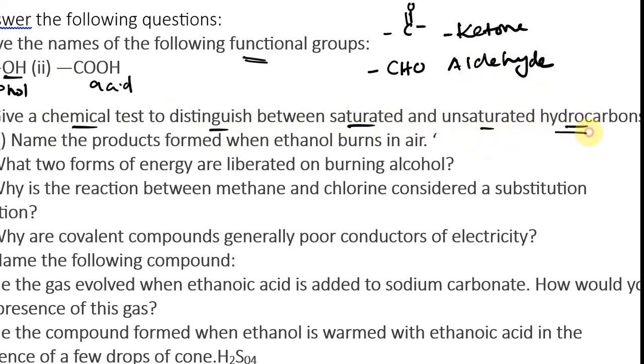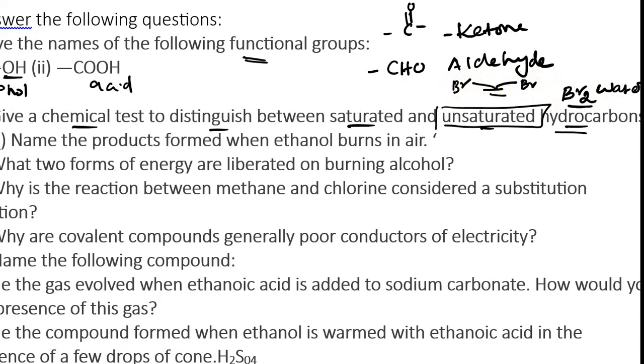And give a chemical test to distinguish between saturated and unsaturated hydrocarbons. We call it the bromine water test. To differentiate between saturated and unsaturated hydrocarbons, we have the bromine water test. Here we have to understand that bromine water is colored. When we add bromine water to unsaturated hydrocarbons, which means there is a double bond, one of the double bonds breaks down and two bromines add to the double bond.